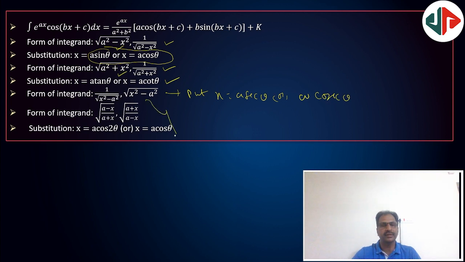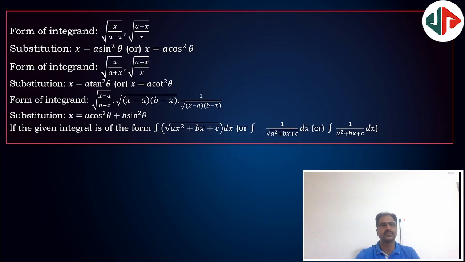And if the given integral contains root of (a minus x) by (a plus x) or root of (a plus x) by (a minus x), put x is equal to a cos 2 theta. Next, under root x by a minus x or under root a minus x by x, put x is equal to a sin square theta or a cos square theta. For this, a tan square, a cot square.